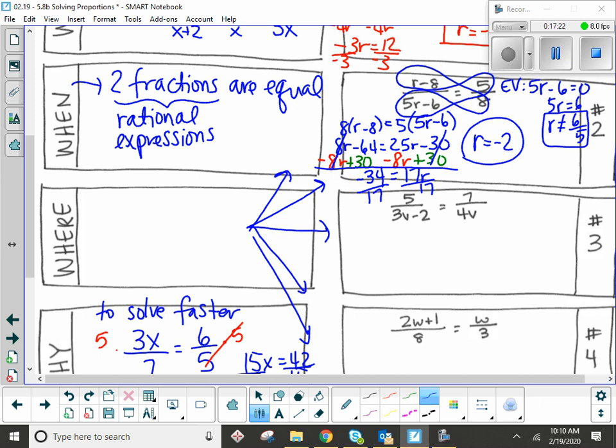Are we going to have to multiply variables? Yes. Not in the notes, but on the practice problems we do. All right, you try number 3.